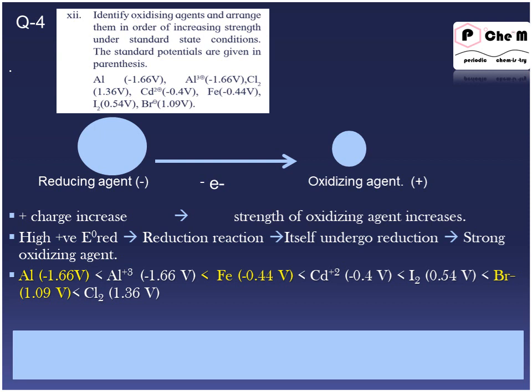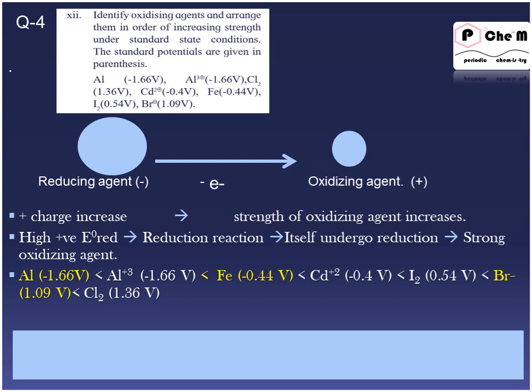Among these, Al and Fe are metals. And we know that metals have a tendency to lose electrons and gain positive charge. Therefore, Fe and Al cannot undergo a reduction reaction, and hence Al and Fe, having no charge, are reducing agents. That's why I've highlighted these two also in yellow color.